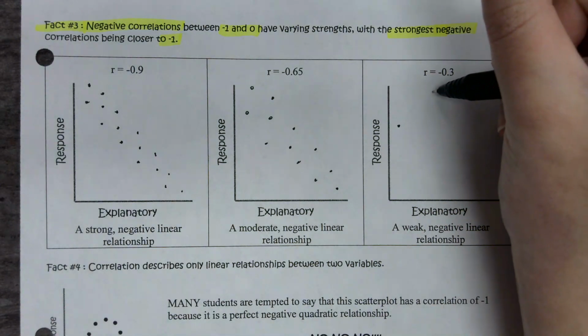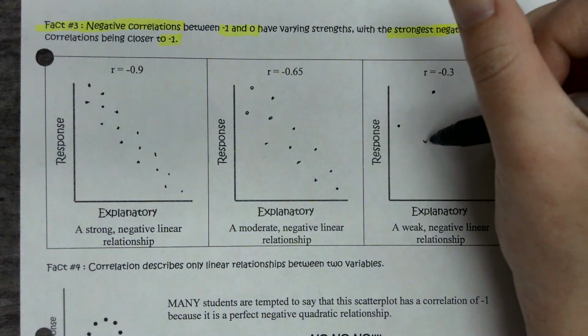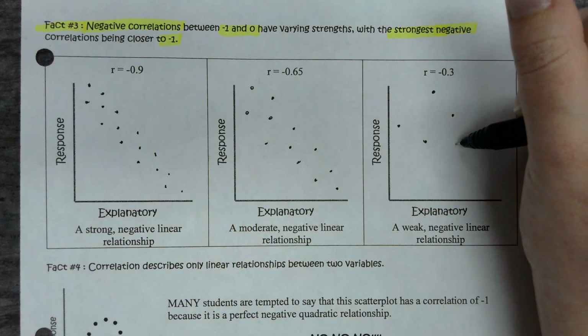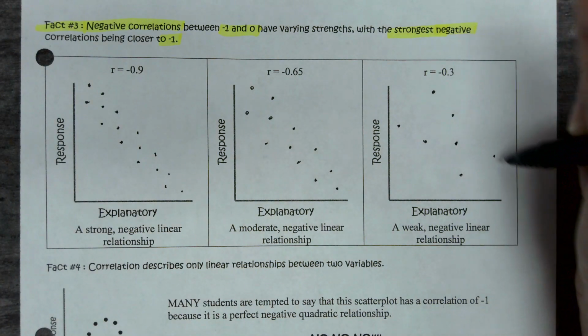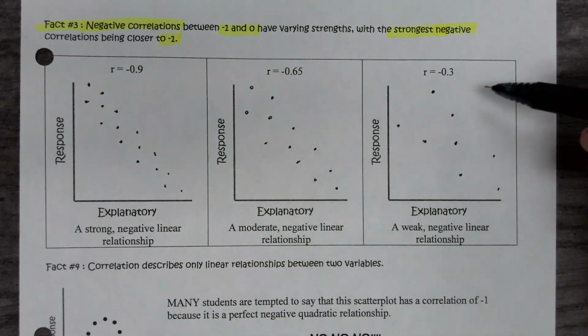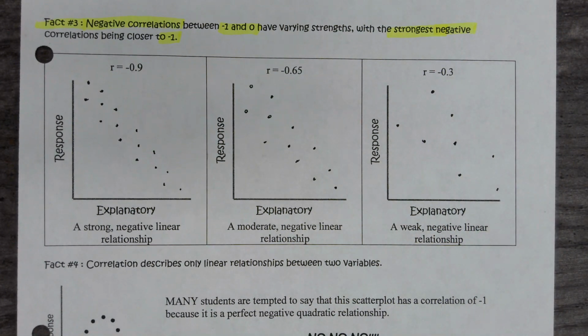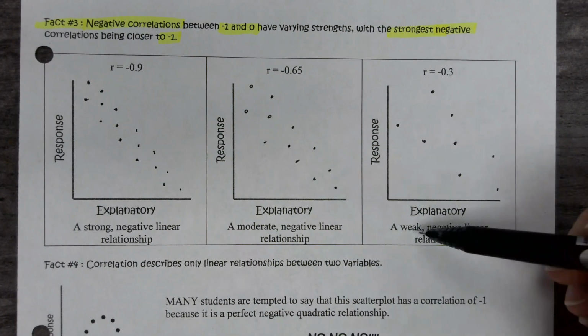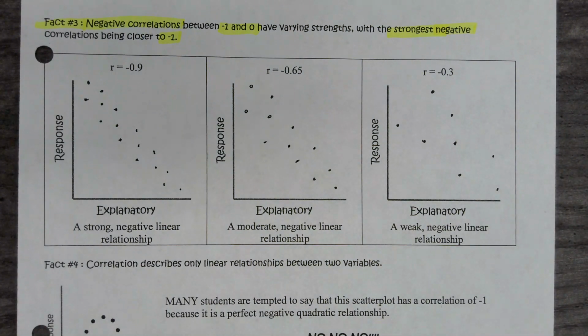So maybe I have some points that are even further apart, like this, or I have maybe 1 point in here, but I still have points that are decreasing that are more spread out. We have more area on either side where it's taking up more of that area, so it's less strong. So we have a weak negative linear relationship.